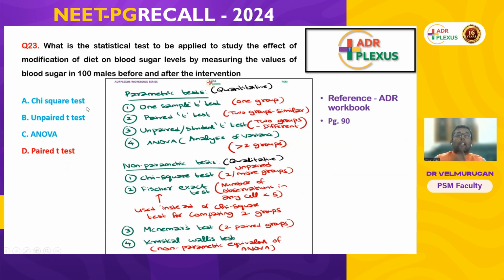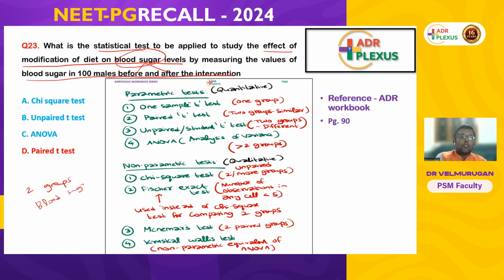Next, last, about the statistical tests. Very, very good questions, easy and clear-cut. What is the statistical test to be applied to study the effect of modification of diet on blood sugar levels by measuring the value of blood sugar levels in 100 people before and after the intervention? So before and after. So that is only one group. What they are measuring is blood sugar. So these are the clues from the question.